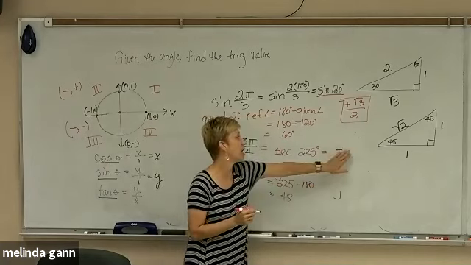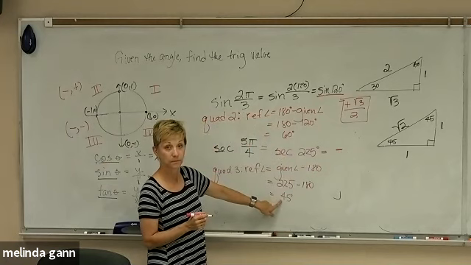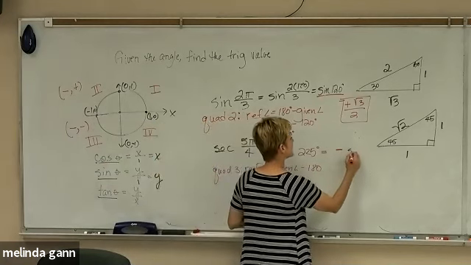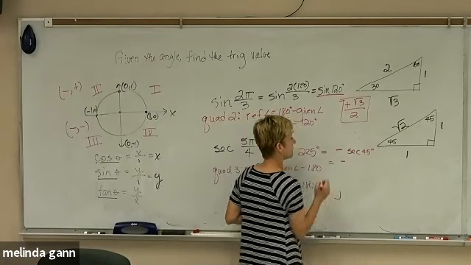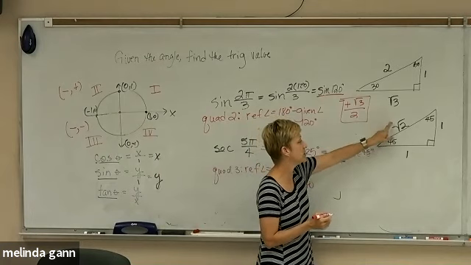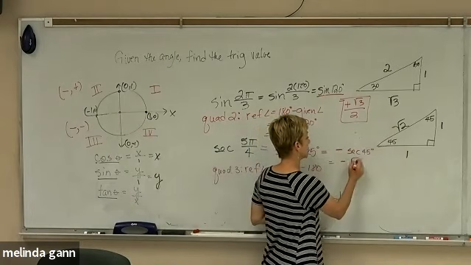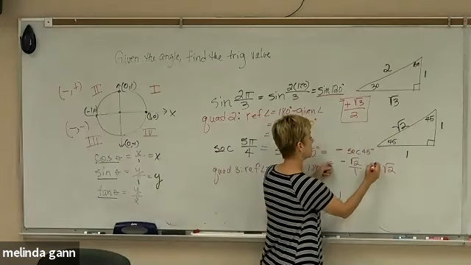Now how do I get the number part? I do the secant of this reference angle. So I need to know what the secant of 45 degrees is, and I'm going to have the opposite of that. Well, here's 45. Remember what secant was? It was hypotenuse over adjacent. So the square root of 2 over 1 is going to be the square root of 2, but remember it was negative.